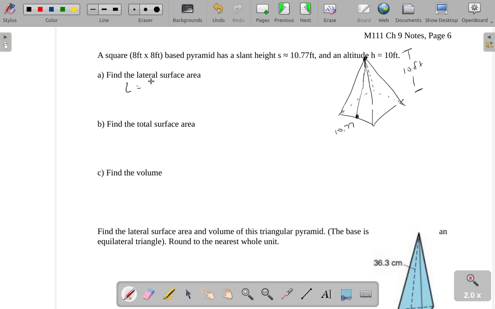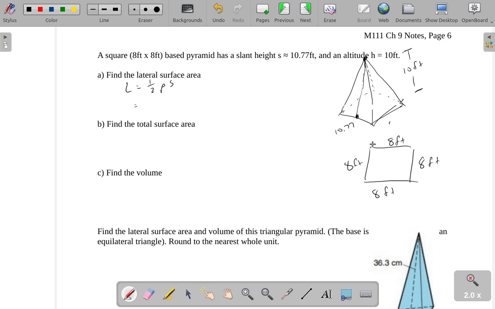According to my formula, this is 1/2 times the perimeter of the base times the slant height, not h, but s. So we get 1/2. I guess I should figure out the perimeter of the base. Each of these are 8 feet. Let me draw the base here. It's a square-based pyramid, so it's 8 feet by 8 feet. Actually, all of these would be measured 8 feet. I'm just doing them because I'm talking about the perimeter here.